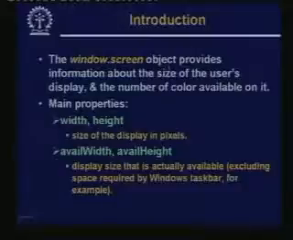So, the window screen object will provide you information about the size of the display and also some of its capabilities like the number of colors you can use on it. Main properties are width and height, which will specify the size of the display. Here the unit of width and height are in pixels. It also gives availWidth and availHeight, the available width and height, where the area that is occupied by menus, taskbar, etc., is excluded from the size.